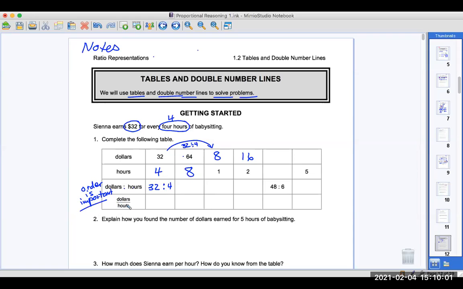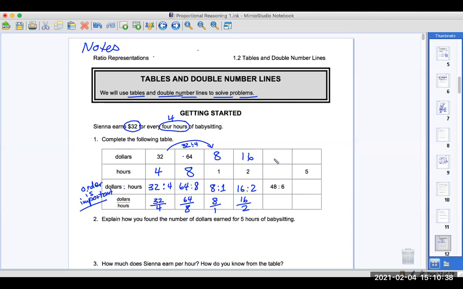And you can write it as a ratio, dollars to hours. So 32 every 4 hours. She gets $32. Dollars to hours, 64 to 8 or 64 over 8. We say over 8. Dollars to hour, 8 to 1. 16 to 2.